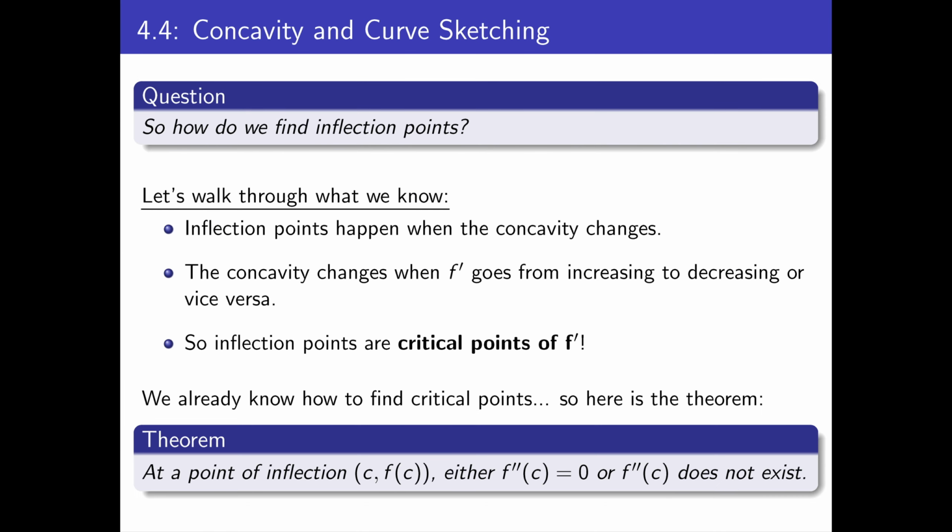So finally we ask ourselves, how do we find points of inflection? It turns out we already know how. We know that points of inflection must divide up an interval in such a way that the derivative is increasing before and decreasing after, or vice versa. That means points of inflection must be critical points of f prime. Since we know how to find critical points, we know how to find inflection points.